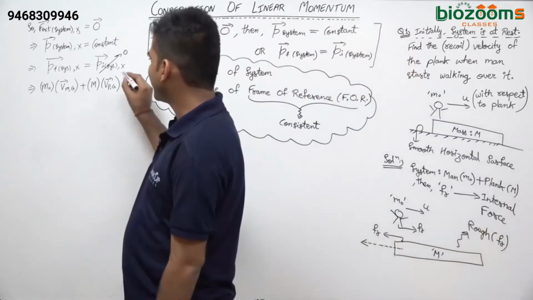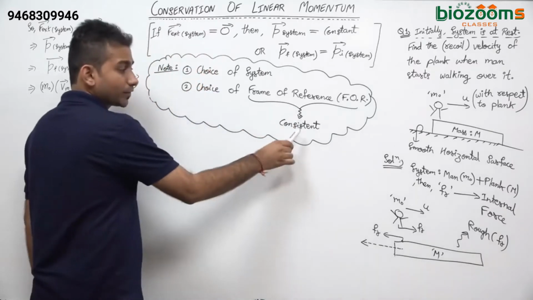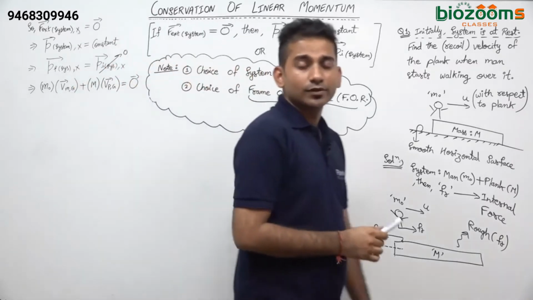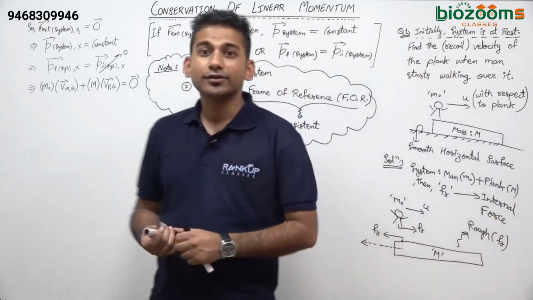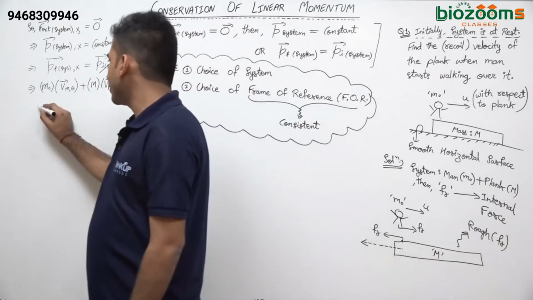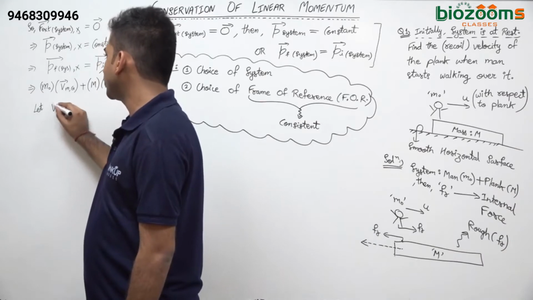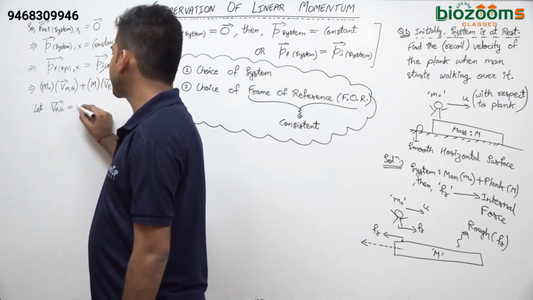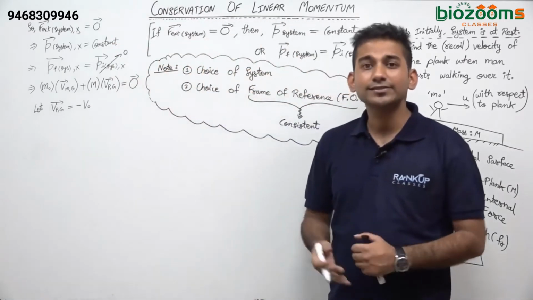So the second thing is, we need to choose our frame of reference for this statement. That should be ground. And we need to be consistent about it. Which means while solving this particular problem, we are not going to change our frame of reference. Is that understood? Right. So let's say that velocity of plank with respect to ground is minus v naught. Now why is there a negative sign? Why is there a minus sign?